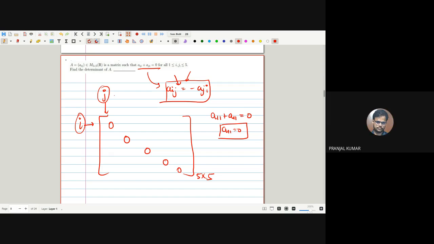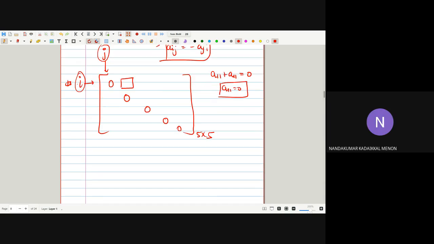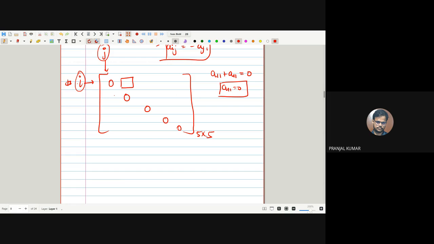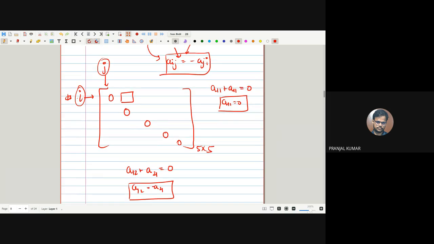Now what about A12? That is first row, second column. This element, what would it be? A12 plus A21 is equal to 0. That is, A12 is equal to minus of A21. Now I can take any value for A12. So if I take A, then I already know that A21 should be minus A. Yes or no? This position.